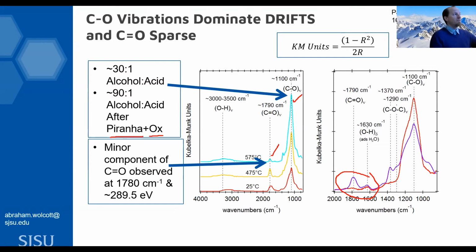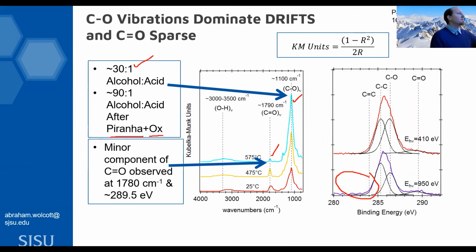If we were to quantify it, if we were just using aerobic oxidation, we summarized that we had about 30 alcohols for every carboxylic acid. And then if we did the Piranha work, we could increase that ratio to about 90 to 1. At SJSU, when we do our chemistry, FTIR is typically our bread and butter because it's right there in our lab and it's easy to access.